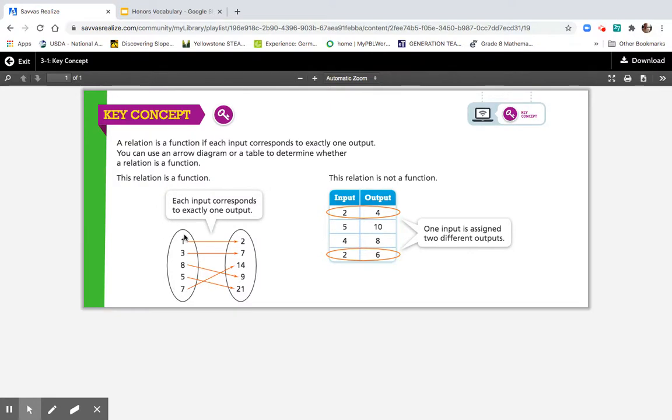So this relation is a function. Here we see each input corresponds to exactly one output. So here's an example of a mapping diagram that is a function. Here's another table where the relation is not a function. One input is assigned to two different outputs.